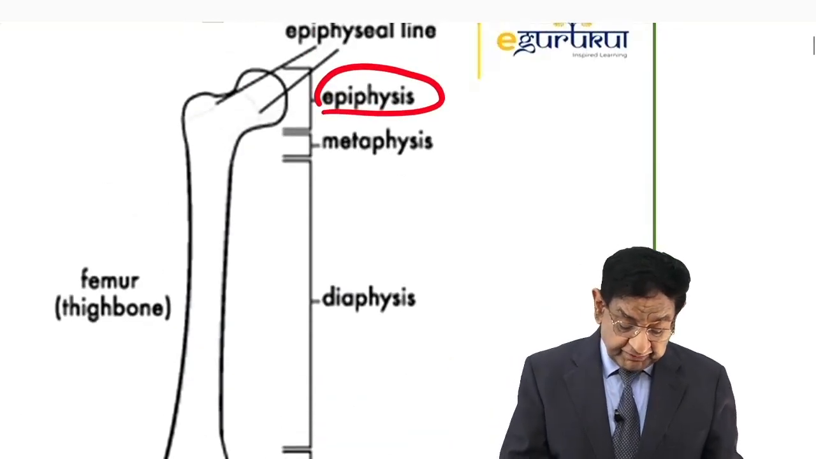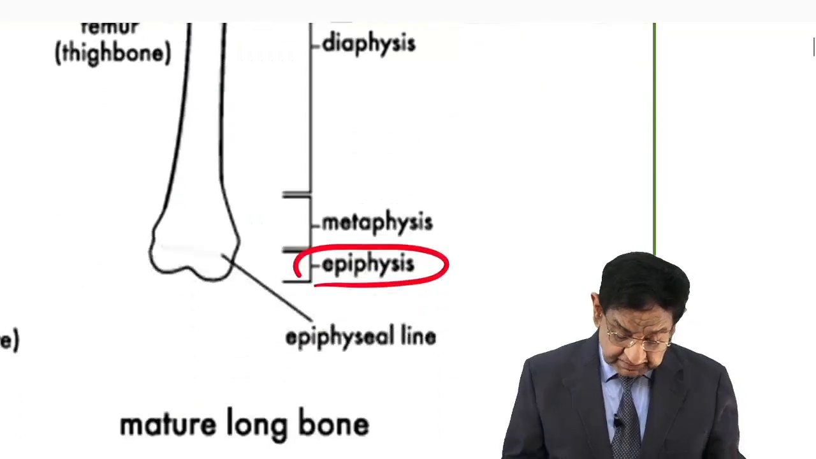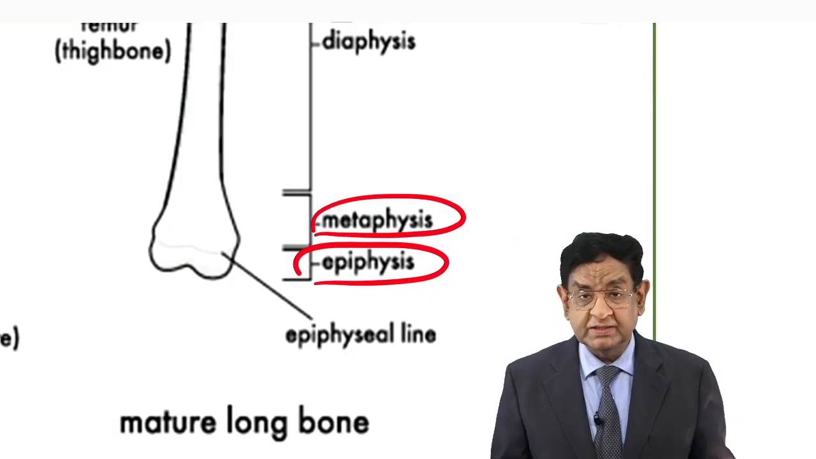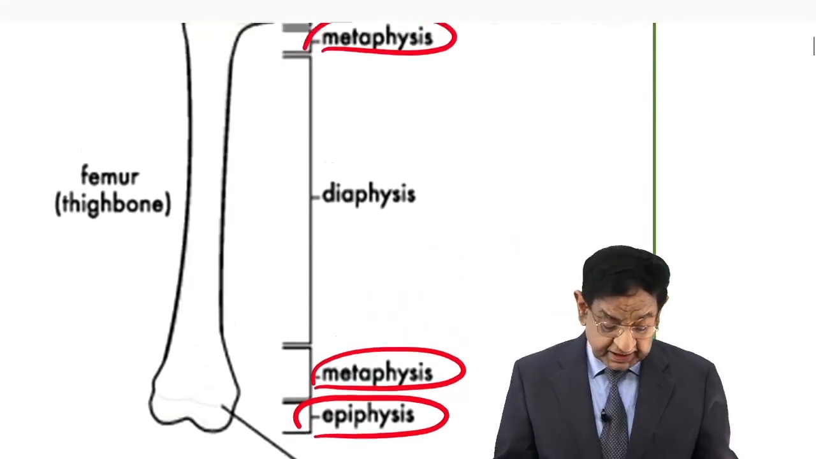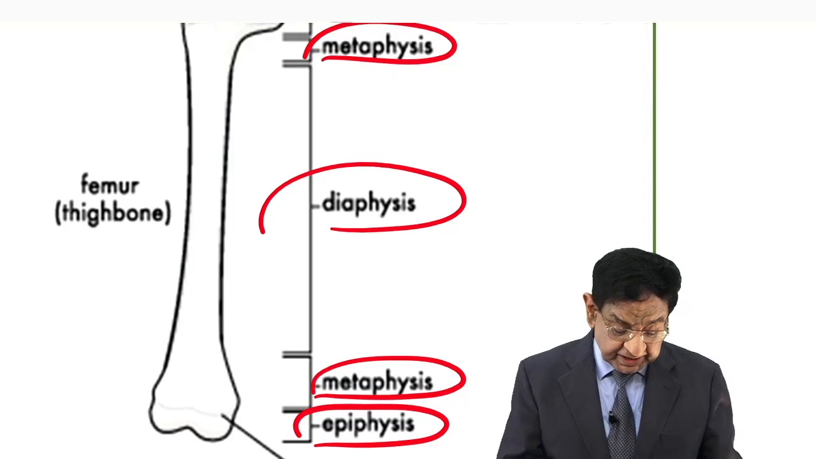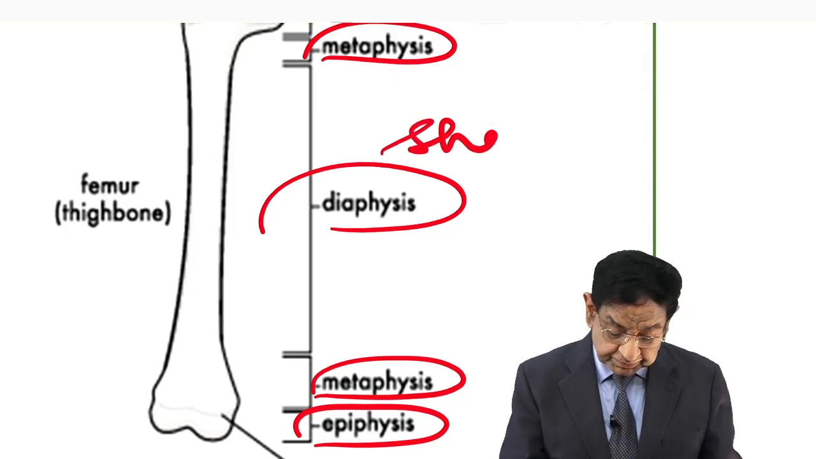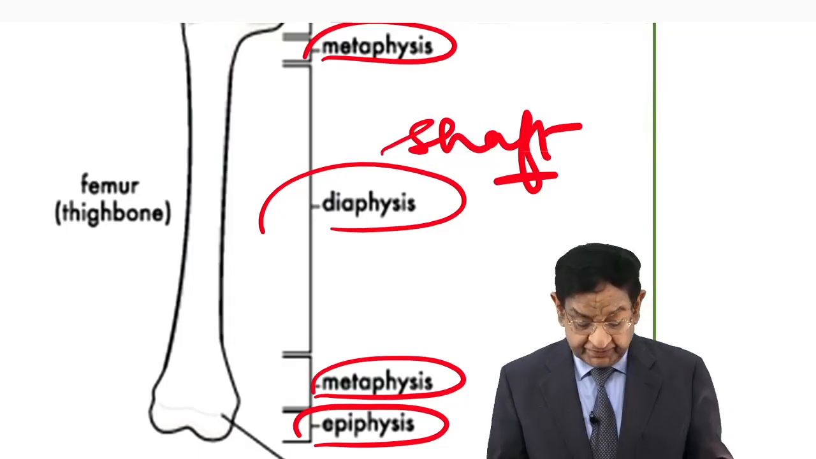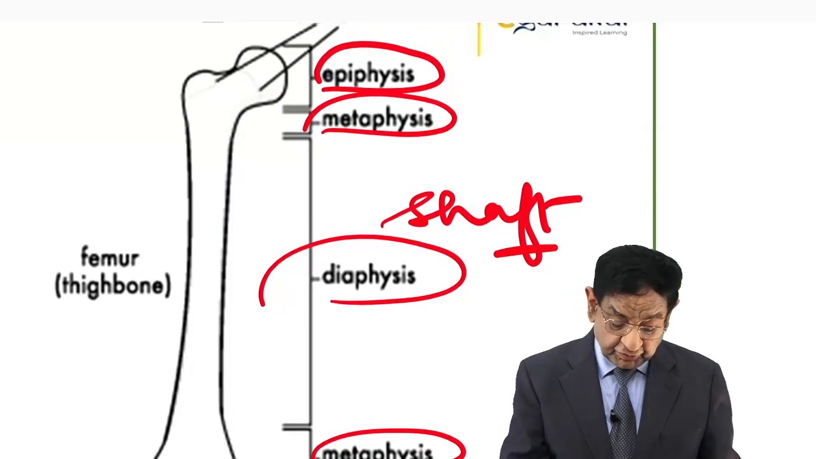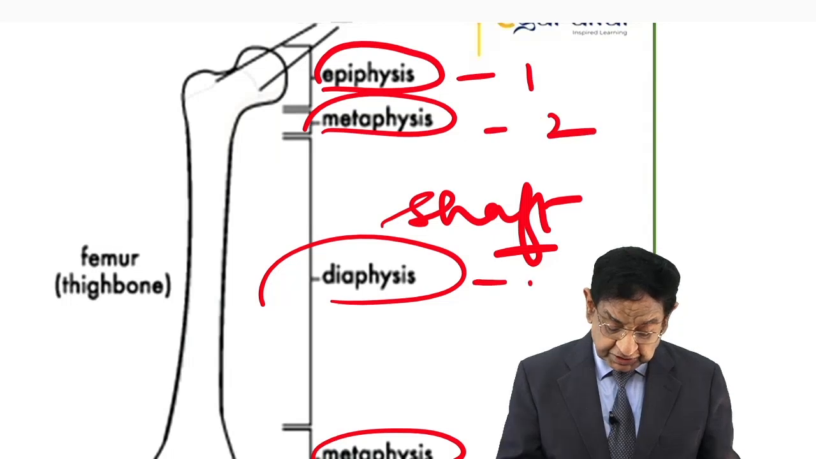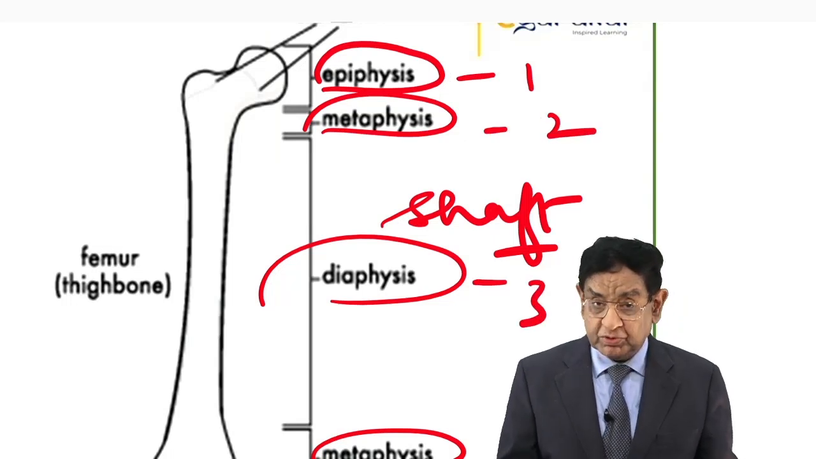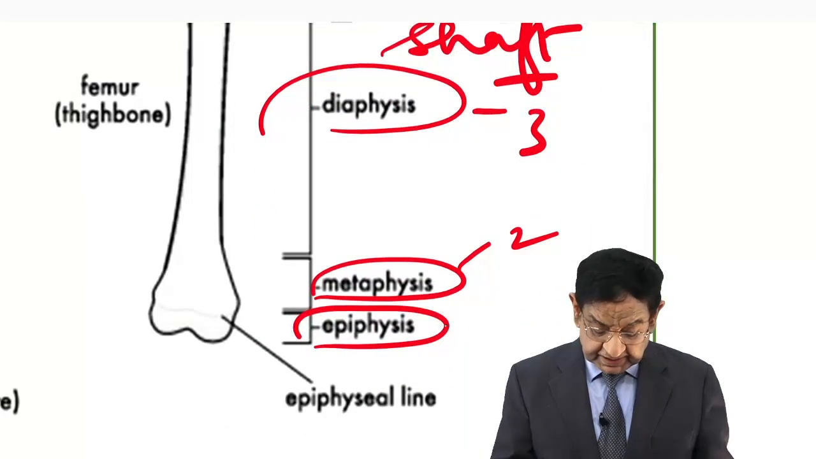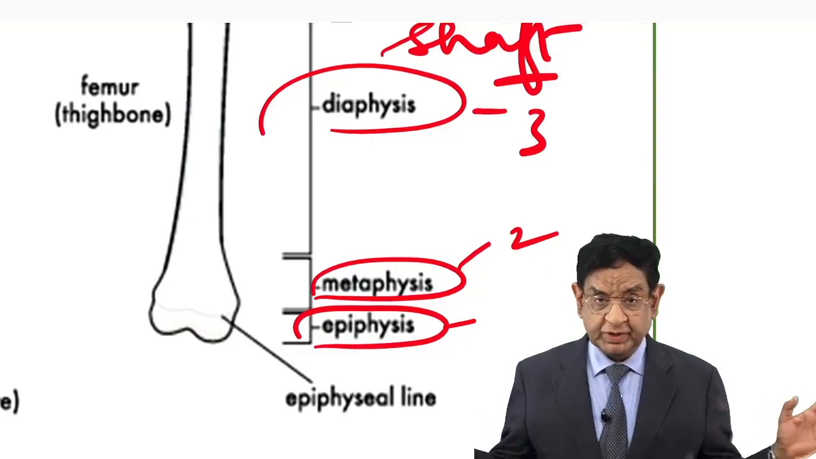Similarly, we have a metaphysis, just below the epiphysis, and in between the two is the diaphysis, which makes the shaft of the bone. So when we talk about the shaft, we are talking about the diaphysis. The first, second and third are very easy. Point to be noted: there is a single shaft, the diaphysis, but there are two metaphyses and two epiphyses. They are at the two ends.